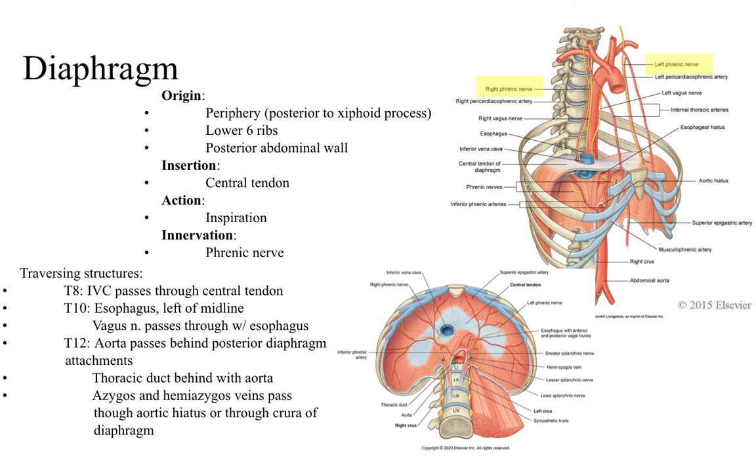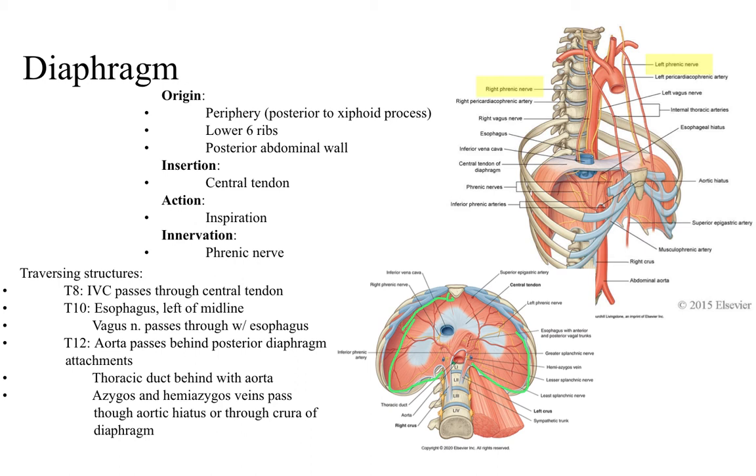Earlier we talked about the diaphragm being the posterior border of the mediastinum, and here we want to talk about what the diaphragm is, what it does, and what are its innervations and blood supplies as well. So notice that it's connected here to the xiphoid process, and then it runs along the rib cage, the lower 6 ribs, and then against the posterior abdominal wall. On either side.